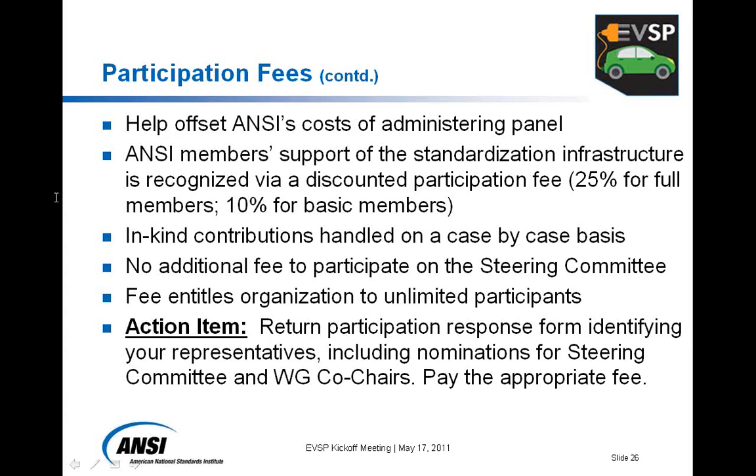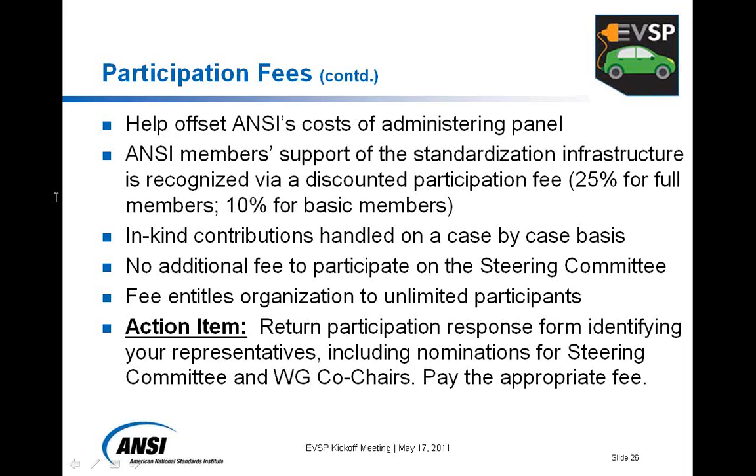An action item that you need from here. There is a response form that was circulated with the agenda as well. Please return that response form to participate, identifying your representatives, including any nominations for the steering committee if you're interested there, any working group co-chairs if you're interested there, and pay the appropriate fee associated with the category that you fall into.